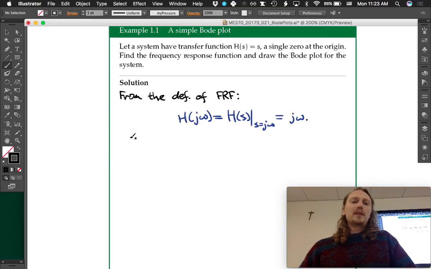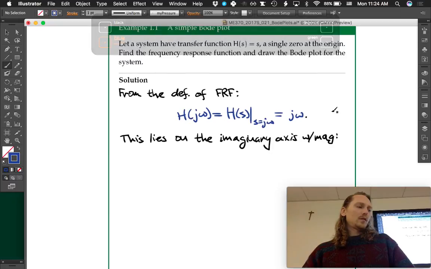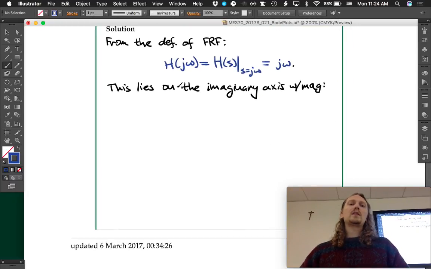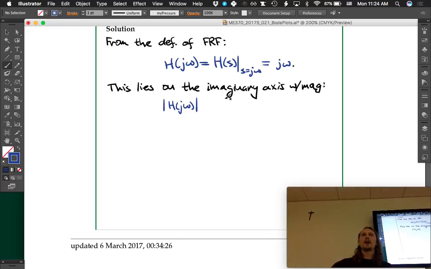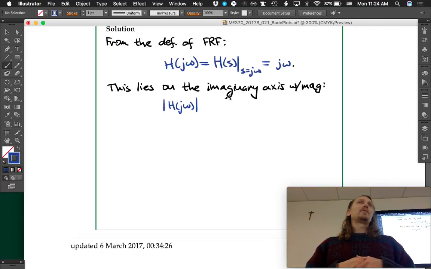Now, we're thinking about this in terms of the complex plane. This lies on the imaginary axis. It's all imaginary, right? With magnitude. So we could plug this into the magnitude of the frequency response function formula that we wrote down, which is the square root of the sum of the squares of the real and imaginary parts. Just using Pythagorean theorem in the complex plane to decide how long it is. Sort of like a vector in 2D, just finding the length of it by Pythagorean theorem.